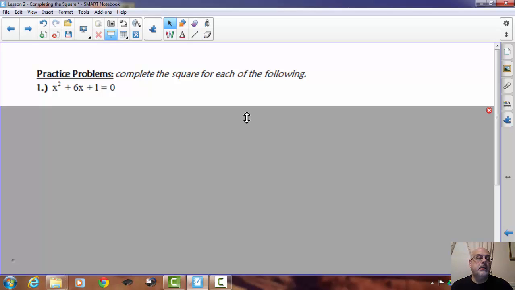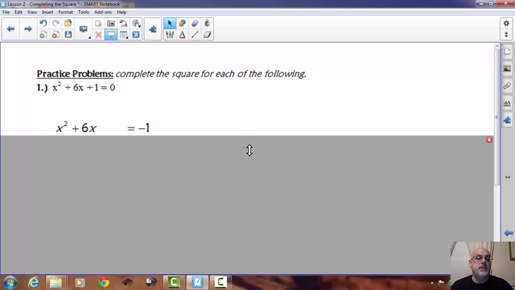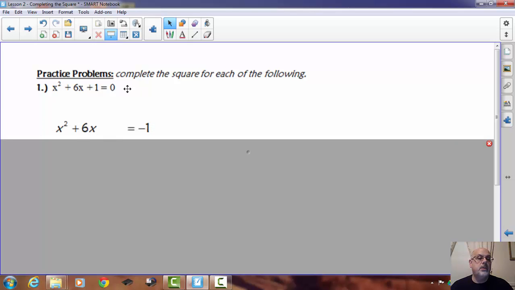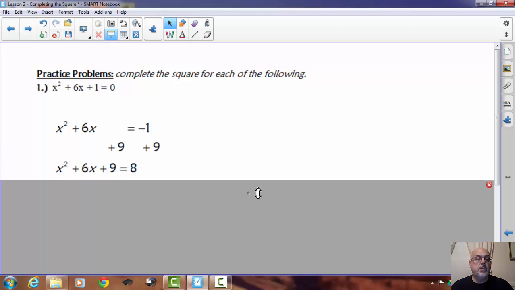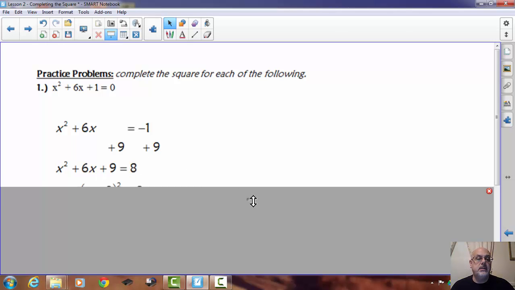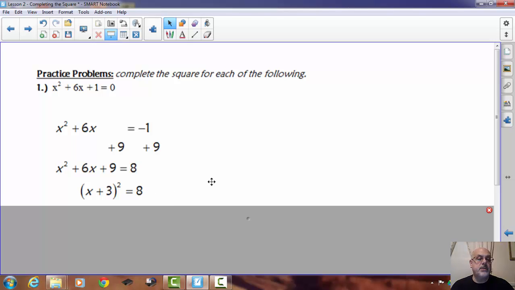Okay, welcome back. So since the 1 is what stops us from factoring this, we subtract 1 from both sides. You have x squared plus 6x equals negative 1. Then we take the 6 and divide by 2, which is 3. 3 times 3 is 9, so you add 9 to both sides. So we wind up on the left with x squared plus 6x plus 9 equals negative 1 plus 9, which is 8. The left side factors to x plus 3 times x plus 3, or x plus 3 squared. That equals 8.